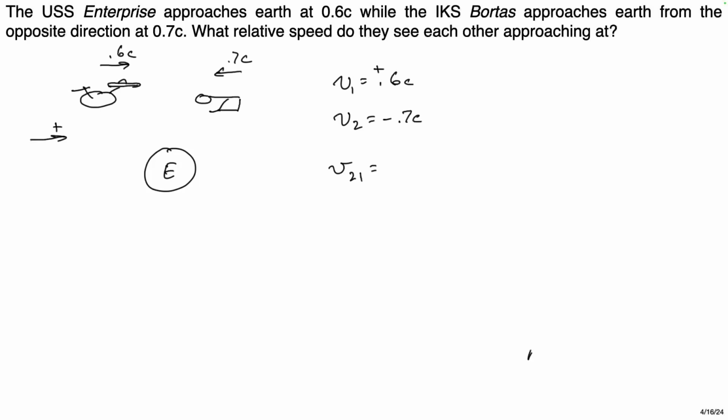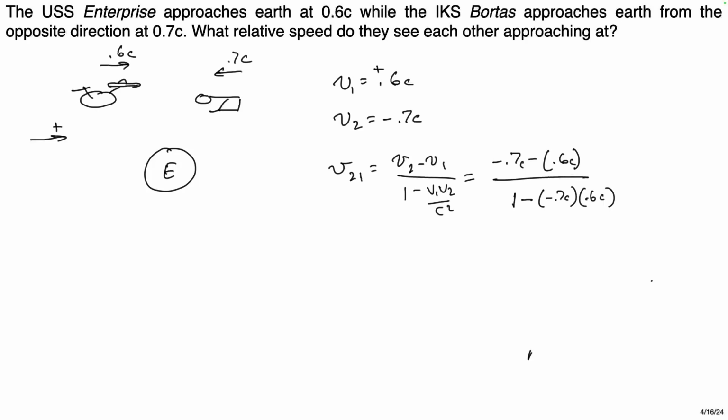Well, we were given an equation for that. It was V2 minus V1 all over 1 minus V1 V2 over c squared. So that's going to be negative 0.7 minus a positive 0.6, and there's c's on those things. And then I've got 1 minus a negative 0.7 c times 0.6 c all over c squared. That's a lot of c's. What happens to the c's in the denominator?